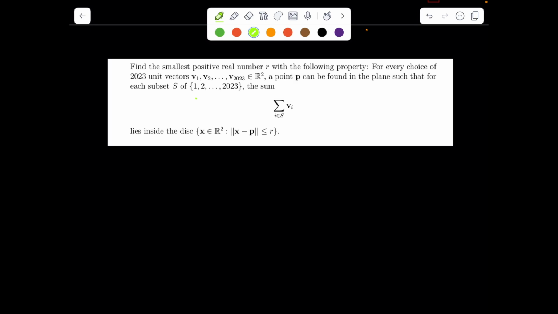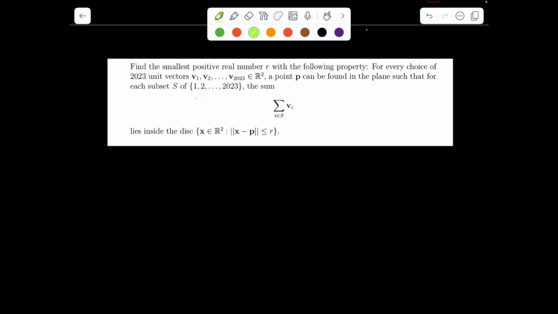Find the smallest positive real number r with the following property. For every choice of 2023 unit vectors b1 to b2023 in a plane, a point P can be found in the plane such that for each subset S of the 2023 numbers, the sum lies inside the disk given as follows.